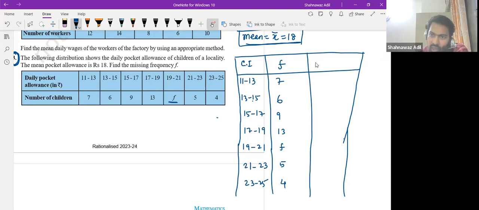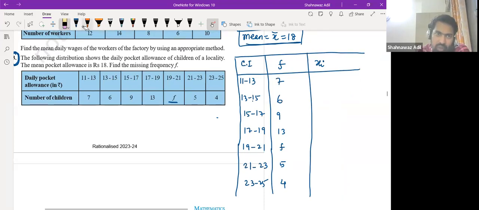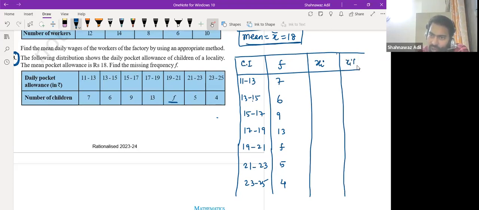And then what are the class marks? So this is what we calculate, right? So what are the class marks? And then what is xi fi or fi xi?